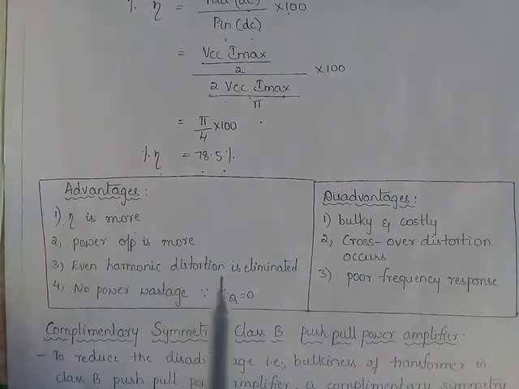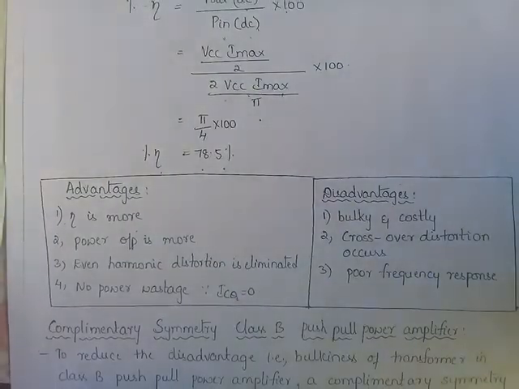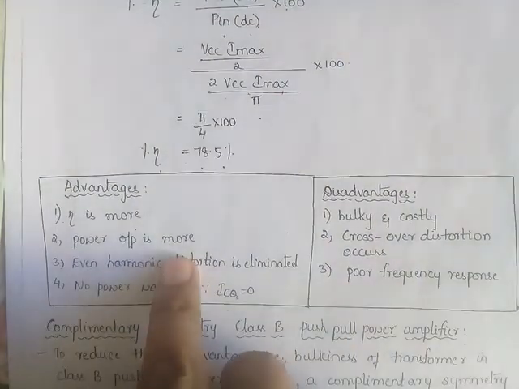Why is the power output more? Already we have constructed the amplifier with the help of a transformer at the input side as well as at the output side, yes or no? So for that reason only we are getting more power.